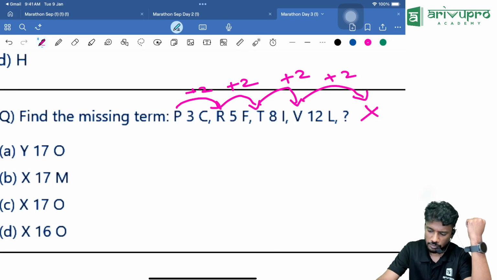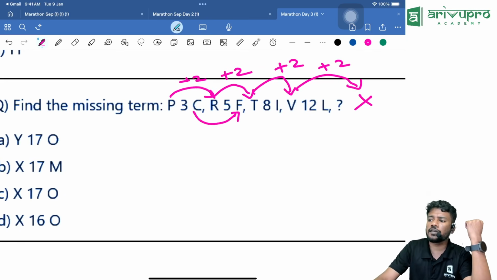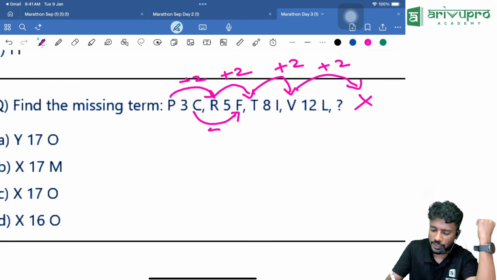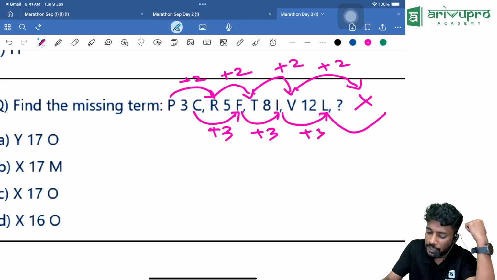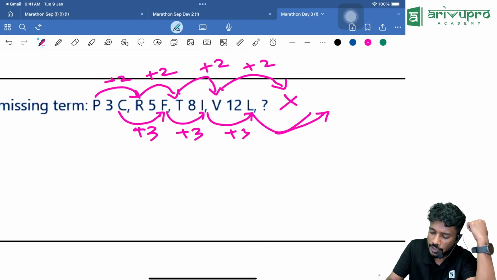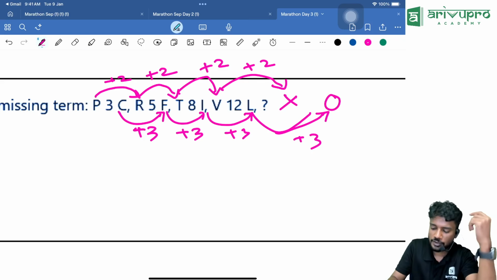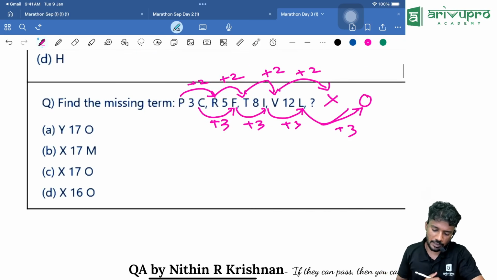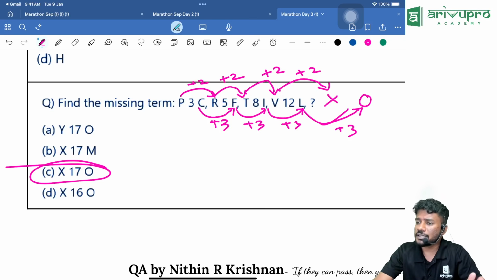Then next one is what? C is becoming F in what way? D, E, F plus 3. Then F becomes I, plus 3. Then L is becoming plus 3. That is M, N, O. That means it is O. X, O. Which is the answer? Option C. We don't even need to look at the numbers. Certain times these codes will be same. We need to look at the numbers in that case.